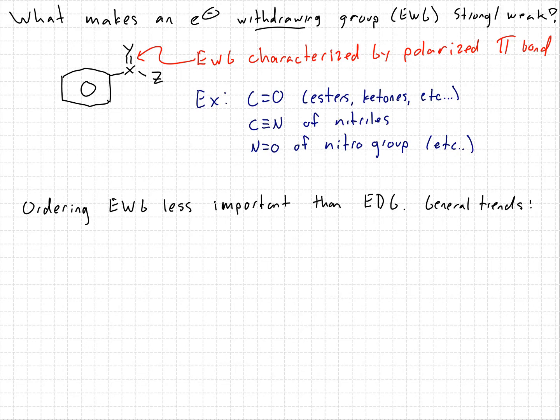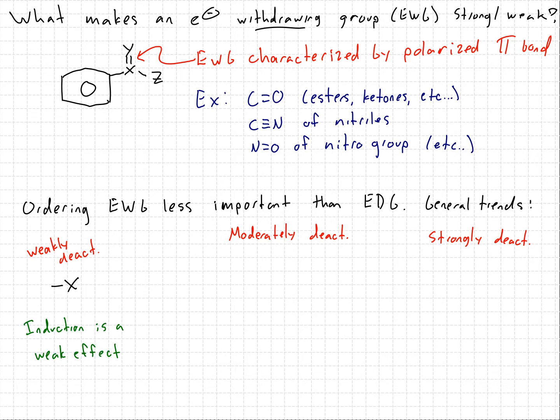So providing an order to electron withdrawing groups is less important than those for electron donating groups, but there are some general trends. What we want to do with these groups is sort of put them into buckets. One set will be weakly deactivating, another set will be moderately deactivating, and a third set will be strongly deactivating. In the weakly deactivating group, we have things like the halogens.